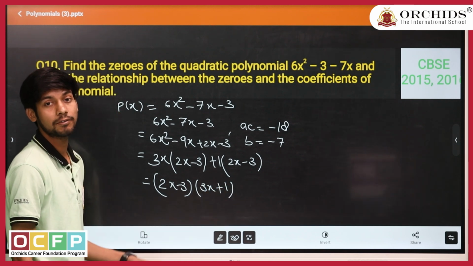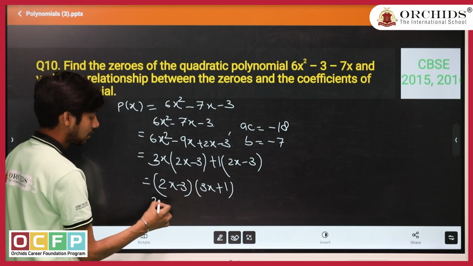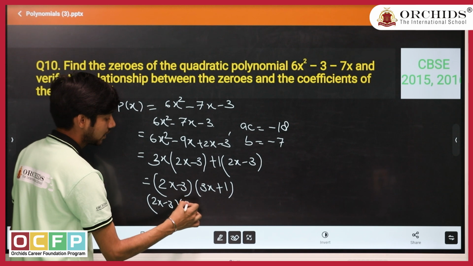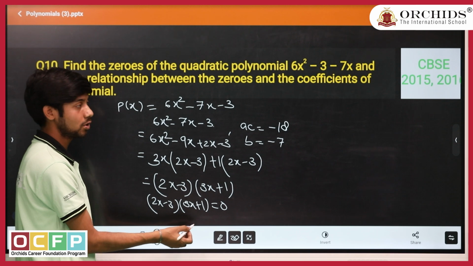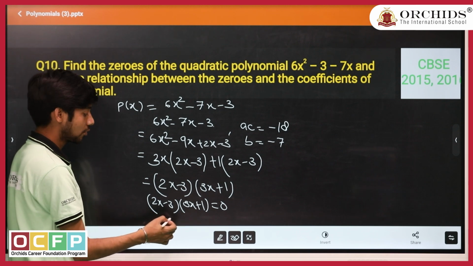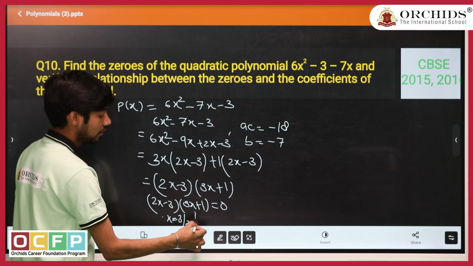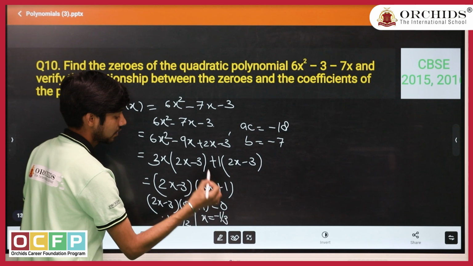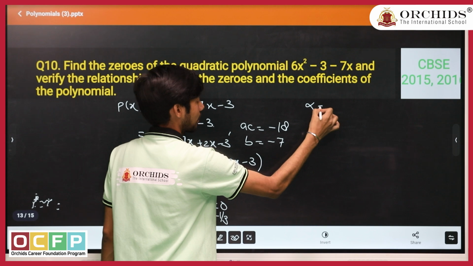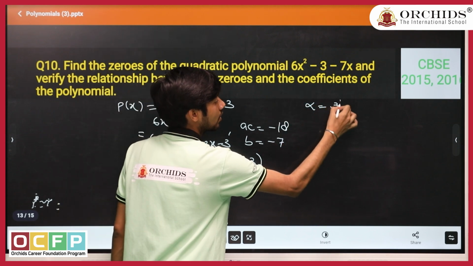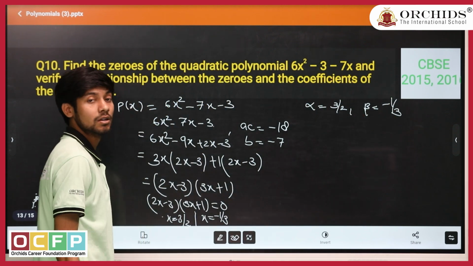To find the zeros, we equate the factor with 0. So we'll write 2x minus 3 into 3x plus 1 equal to 0. So we say that either this term is 0 or this term is 0. If this term is 0, from here we'll get x is equal to 3 by 2. And if this term is 0, we'll write x is equal to minus 1 by 3. Let's say this is alpha and this is beta. So alpha is 3 by 2 and beta is minus 1 by 3.